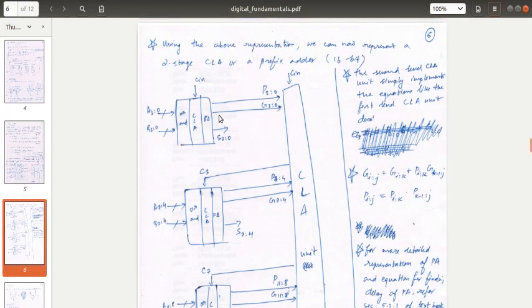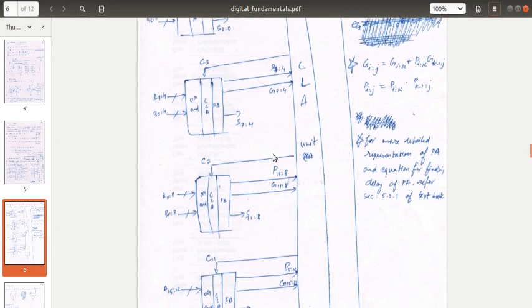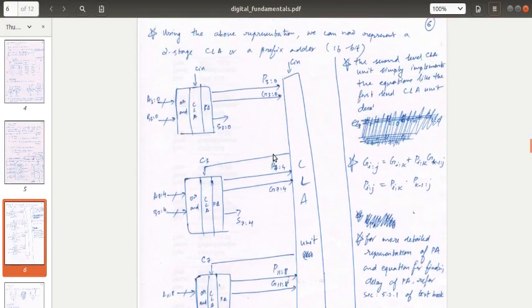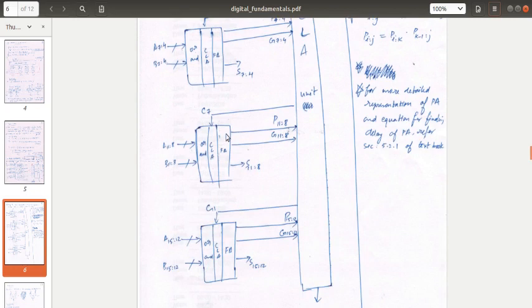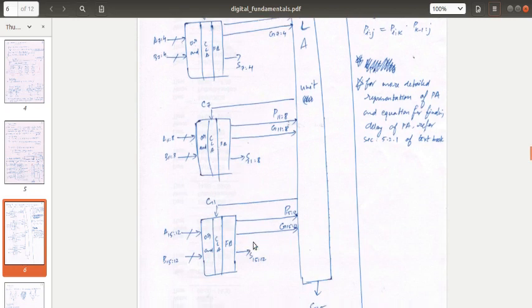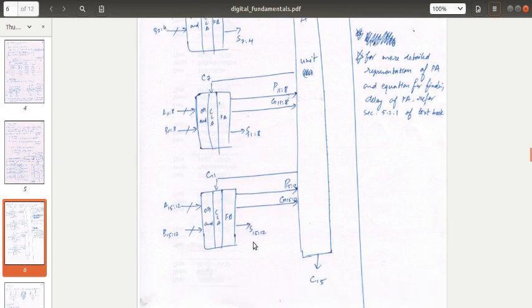Okay, so this is a more general representation of a two-stage carry look ahead adder or a prefix adder. This is the block that we designed or saw earlier. Like that, we will have 4 blocks, right? So here we are considering a 16-bit prefix adder.